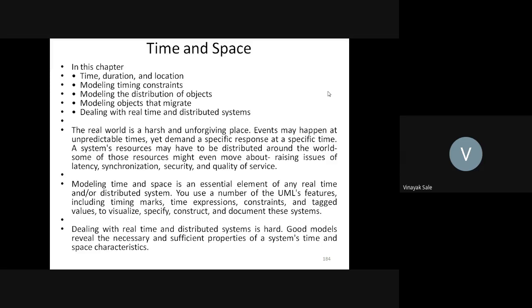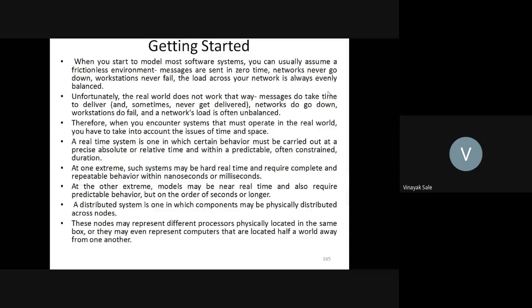So when you start to model most software systems, you can usually assume a frictionless environment. Messages are sent in zero time. Networks never go down. Workstations never fail. The load across your network is always evenly balanced. Unfortunately, the real world does not work in this way.